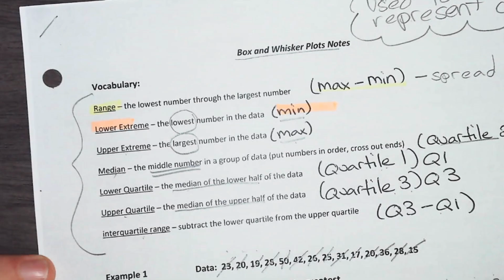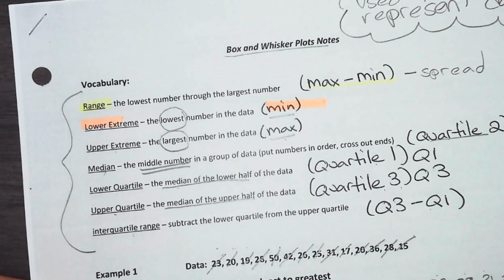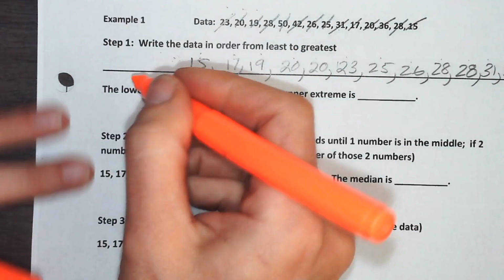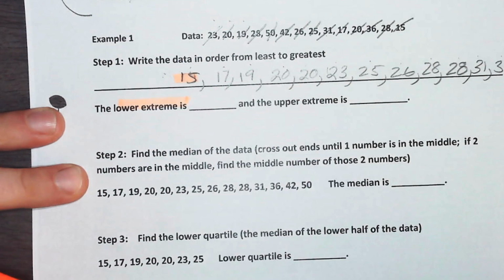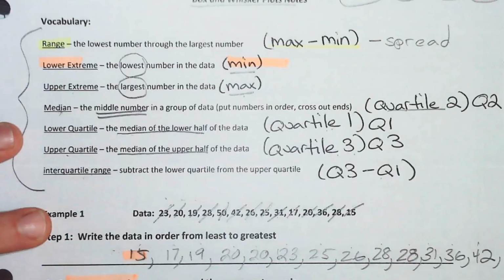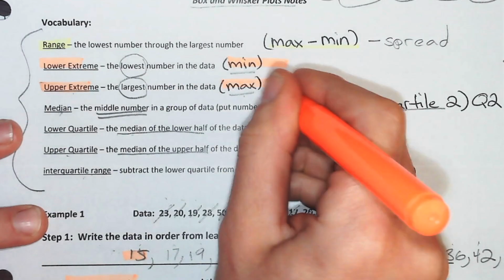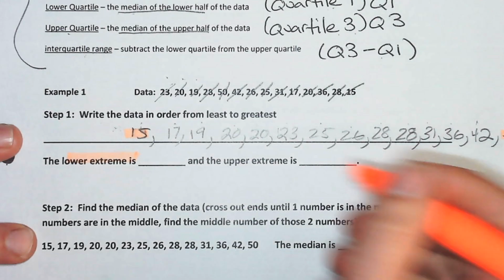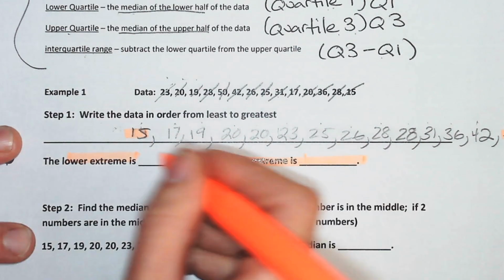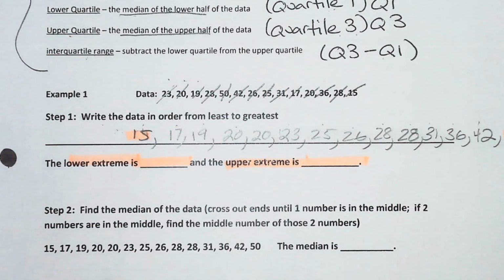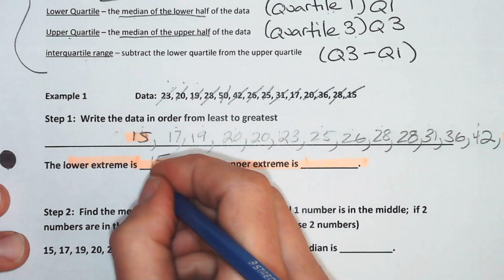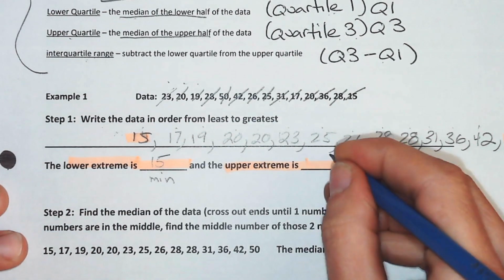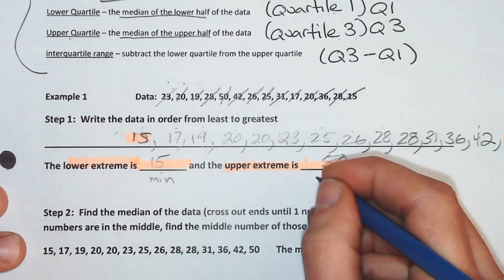So when we're talking about the lower extreme, we're talking about our minimum value. I highlighted that in orange. You can't see it, so maybe it's not helpful anyway. But my lower extreme is going to be 15. And my upper extreme, my maximum value, is 50. So I have 15 as my lowest value, my minimum, and 50 is my upper extreme, my maximum.